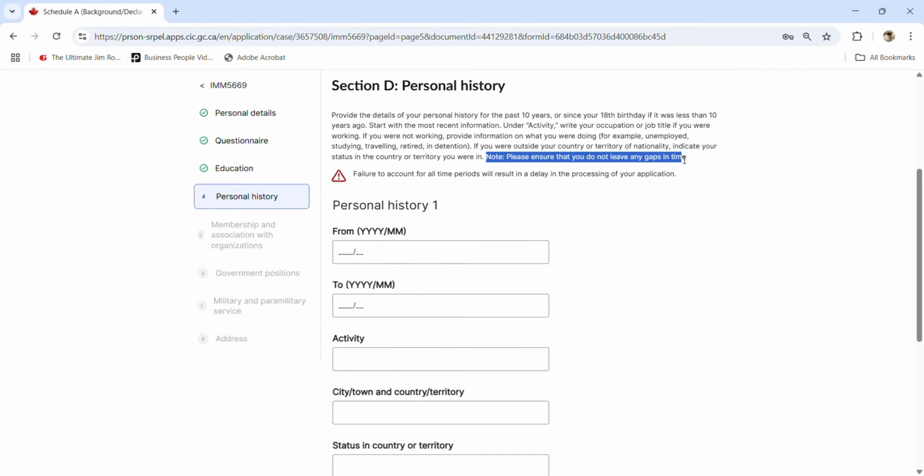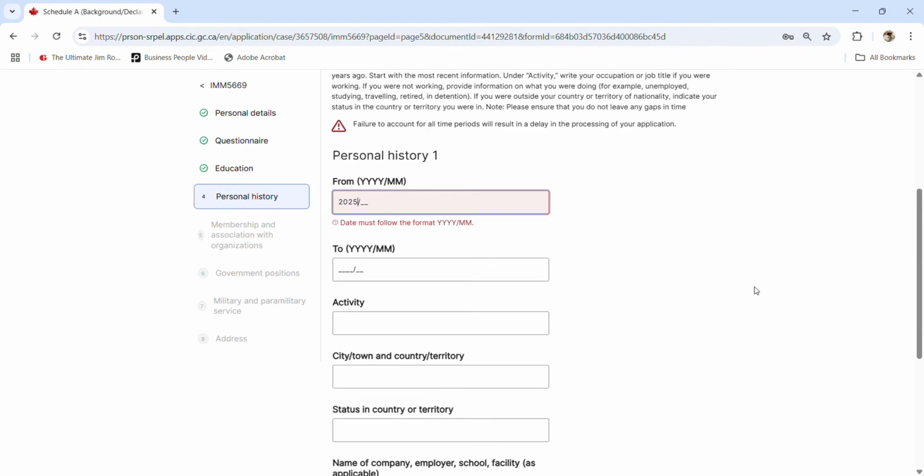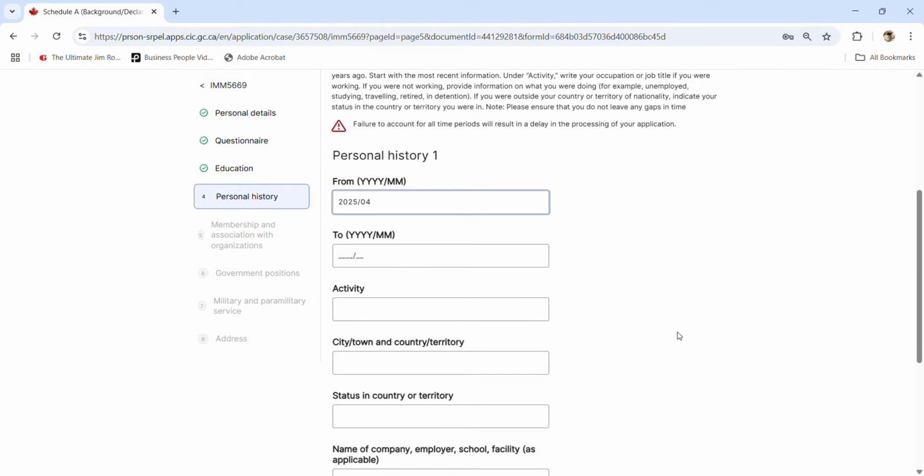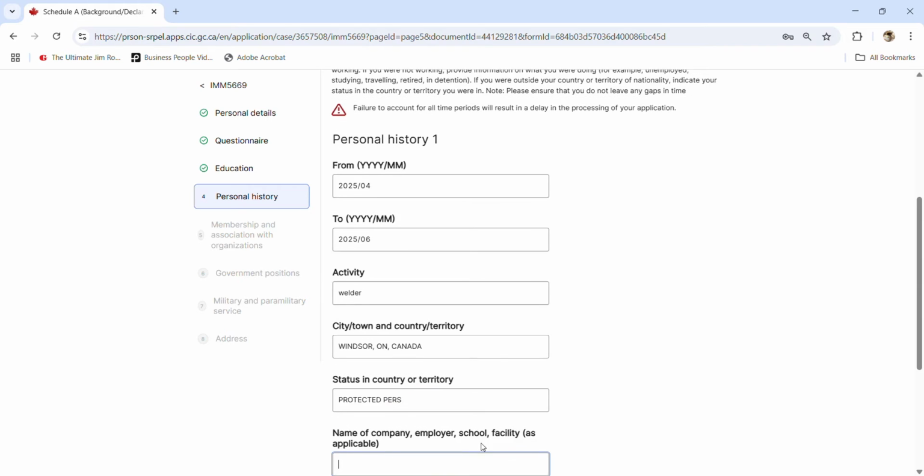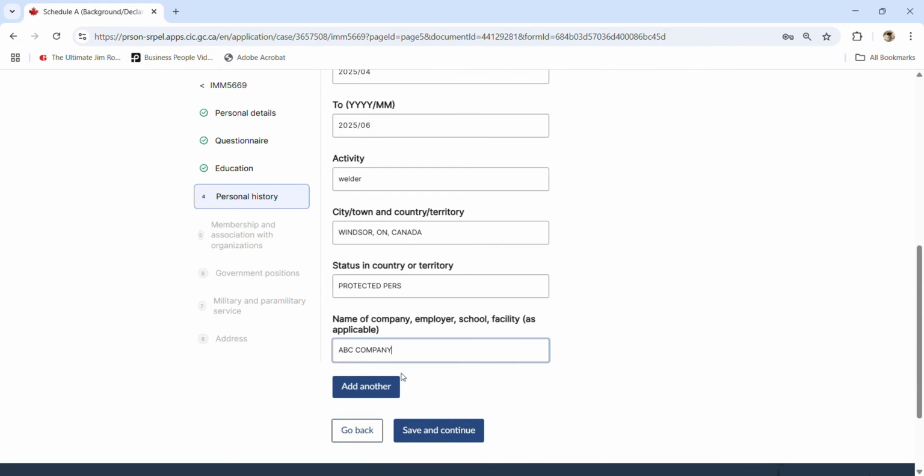And the note in here, do not leave any gaps in time, all right? Because the failure to account for all time periods will result in a delay in the processing of your application, okay? Let's say in 2025, in April to present, June 2025, welder, he's working as a welder. Status, he is protected person. And the name of the company, right? And then you add another in here.